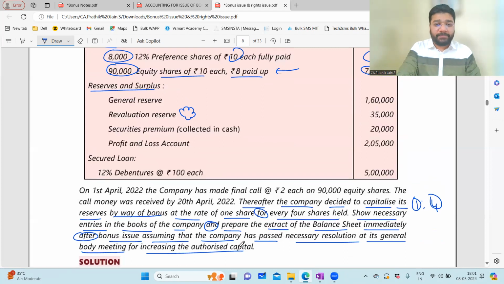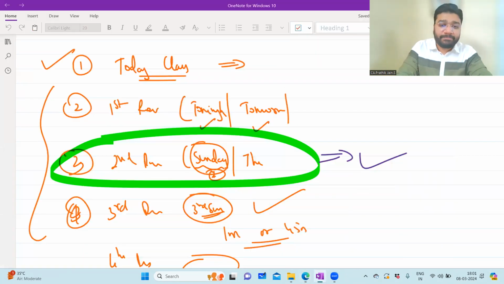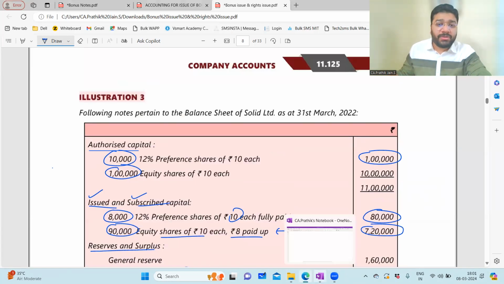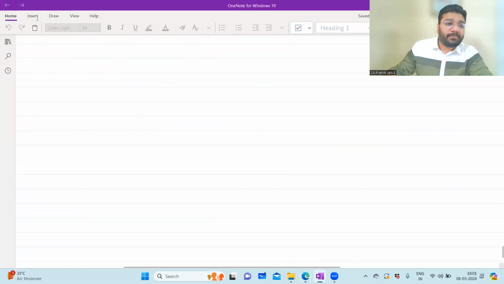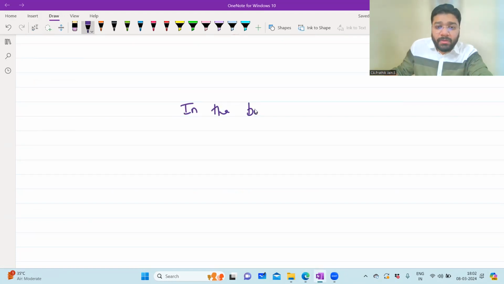Chalo, fantastic. So what will be my first entry? What should be my heading first? In the books of? Very good. Solid Limited. Please do it. Online people, are you all doing it along with me? Yes, sir.